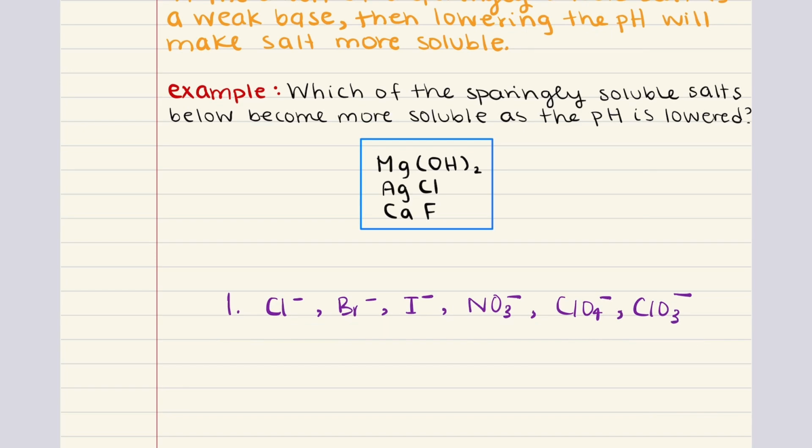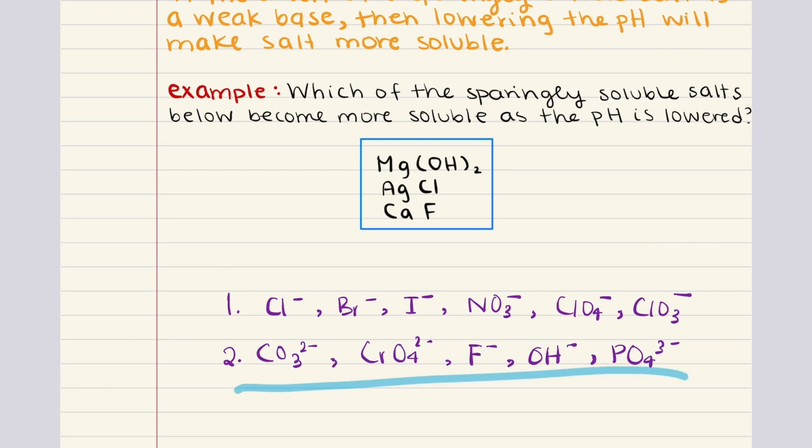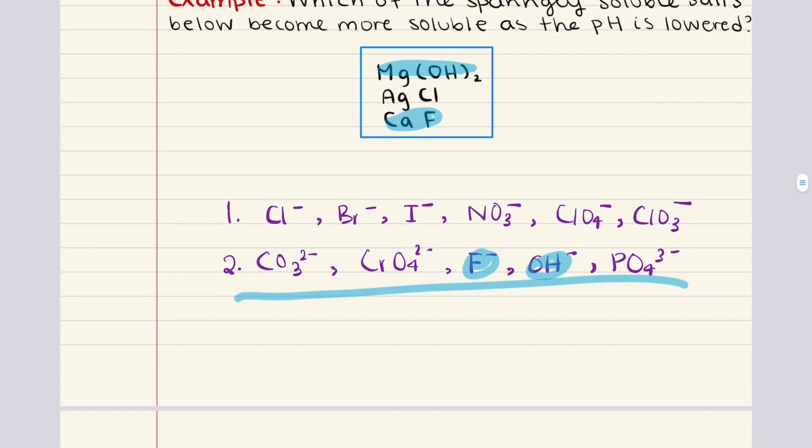But if the anion is the conjugate base of a weak acid, then it is a weak base and it's going to react with hydronium ions. Examples include the following anions you see here. Salts containing these anions become more soluble as the pH is lowered. What we realize is that magnesium hydroxide and calcium fluoride contain those anions, and therefore they become more soluble as the pH is lowered. And with that, we've completed Objective 2.